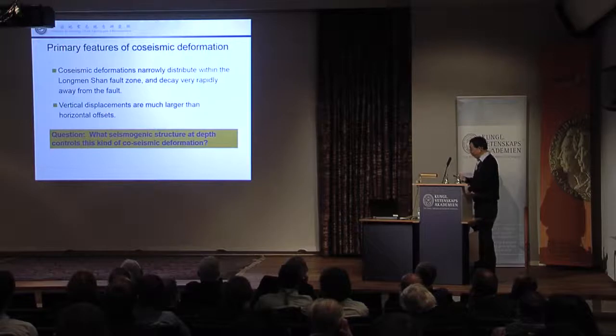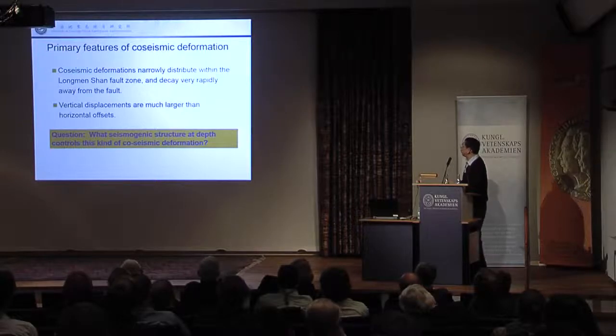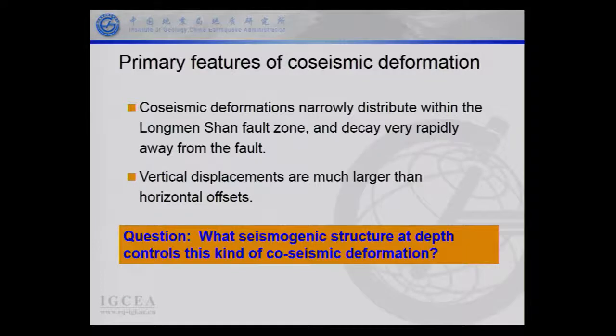So to summarize, we think the primary features of co-seismic deformation of the 2008 Wenchuan earthquake are narrowly distributed co-seismic deformation and a prominent vertical displacement. Then the question is, what seismogenic structure at depth, below the Longmen Shan, forms this kind of co-seismic deformation?